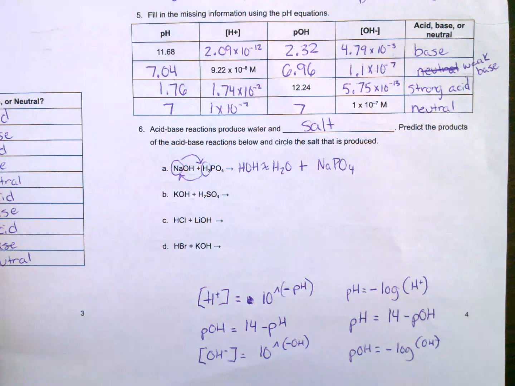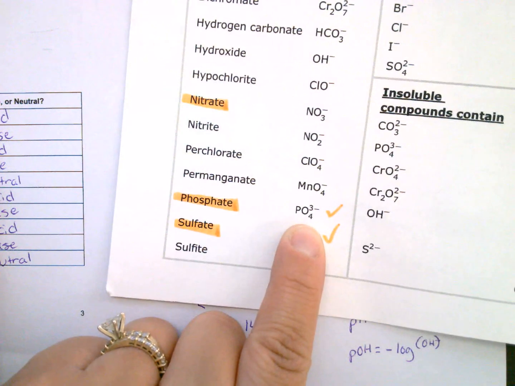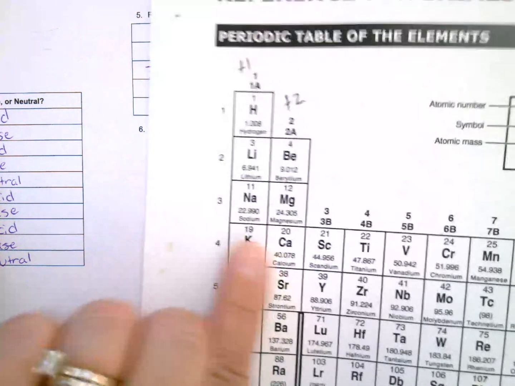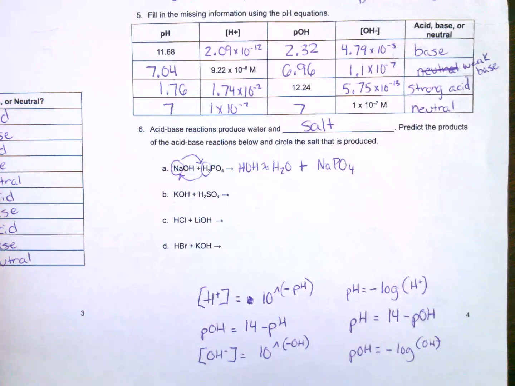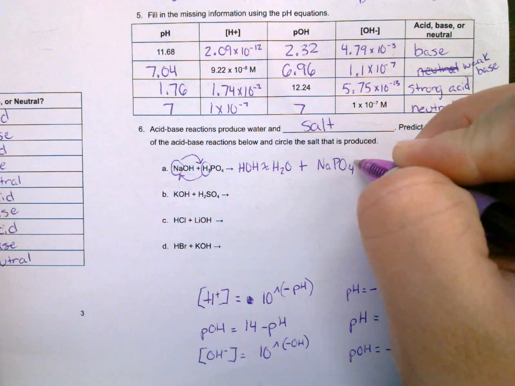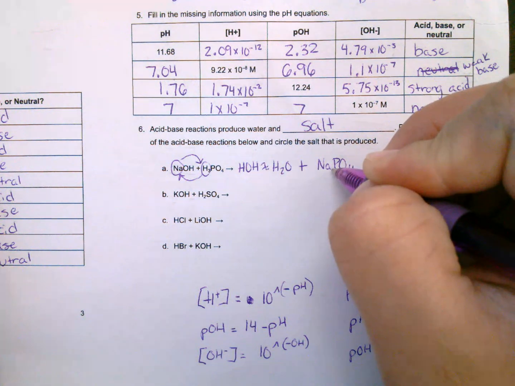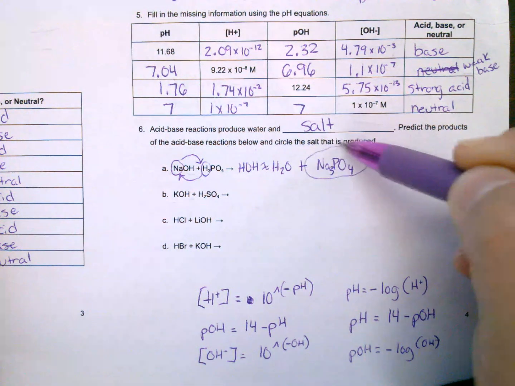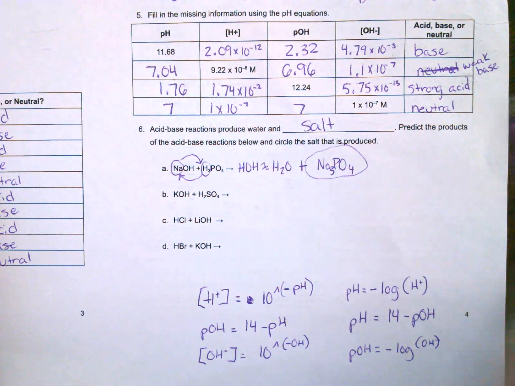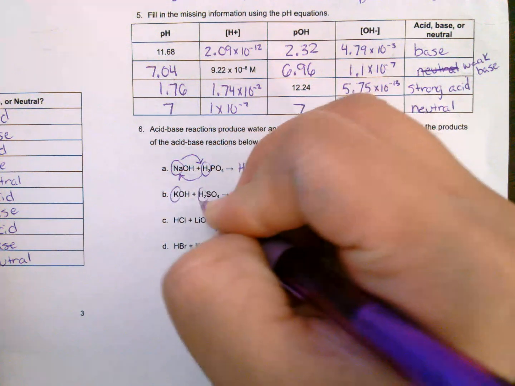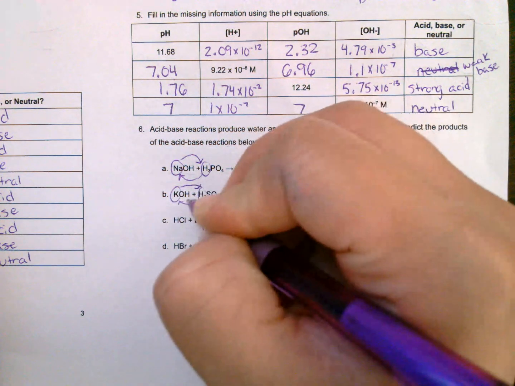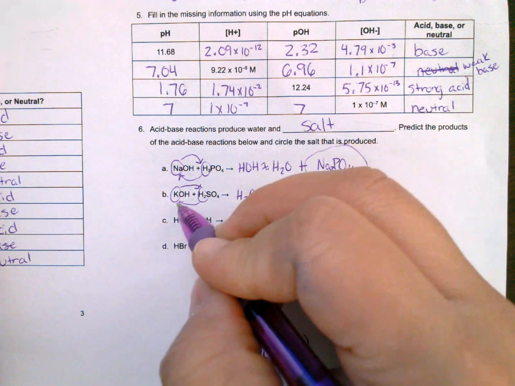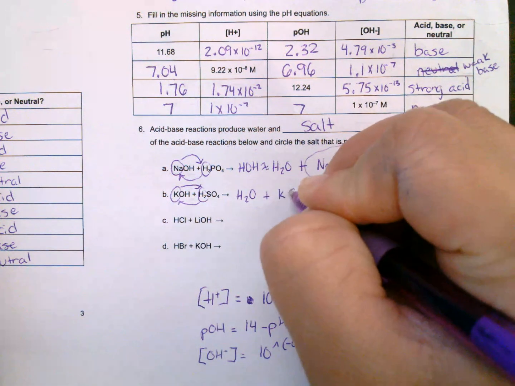Let's check our charges to see if we need a crisscross. PO4 has a negative 3 charge. Na has a positive 1 charge. So that means the negative 3 charge from PO4 will go down here for Na. So that'll be Na3PO4, and this one will actually be the salt. On our next one, we're going to have K switch with H. So H will now be with OH, so that's H2O. Plus K will now be with SO4.